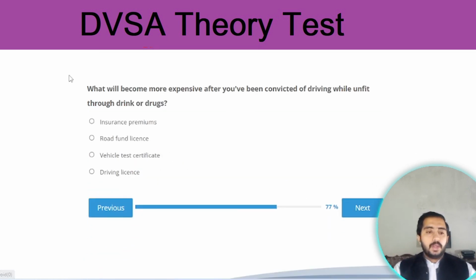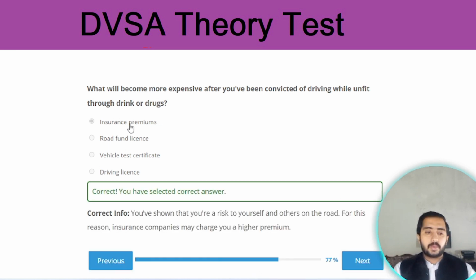Next question. What will become more expensive after you have been convicted of driving while unfit through drink or through drugs? The correct option is insurance premium. Option A is the correct one.